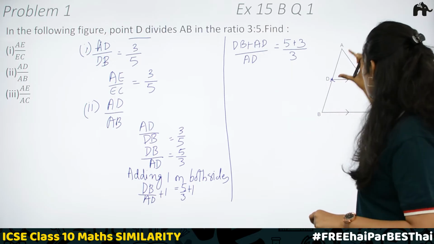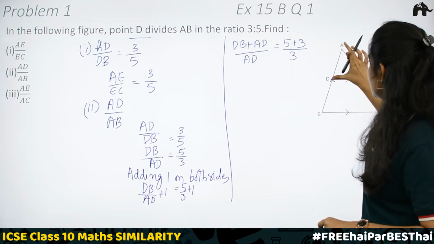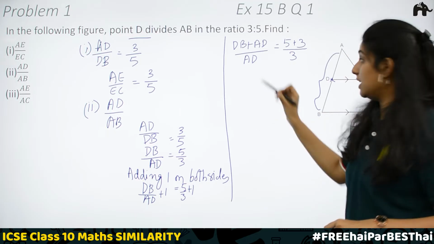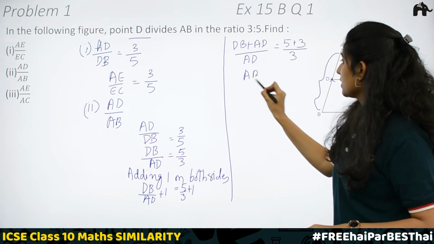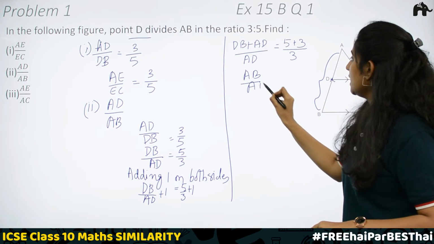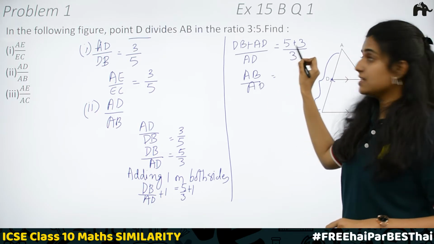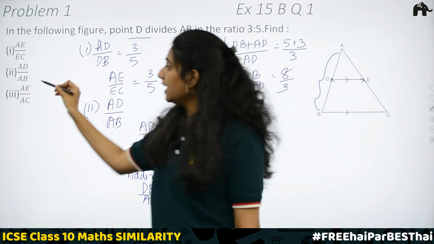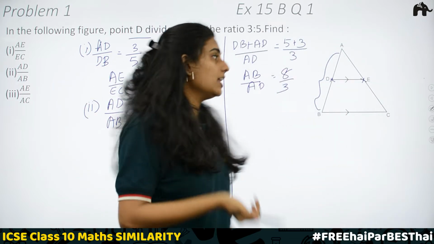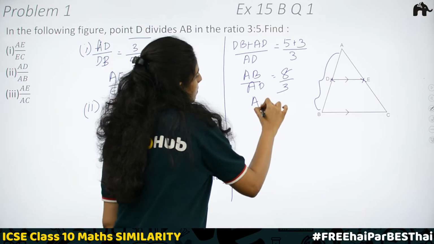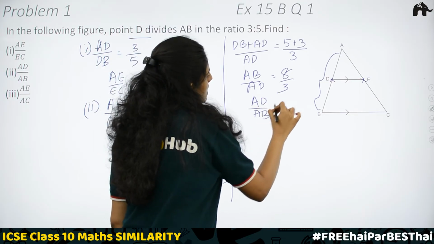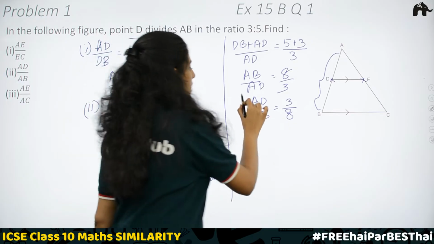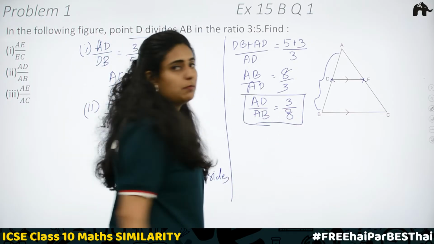DB plus AD. This is DB and this is AD. That is the total length AB. Here we get AB by AD is equal to 5 plus 3, 8 divided by 3. Now to get AD by AB, we just need to take the reciprocal again. AD by AB is equal to 3/8. Okay, AD by AB is equal to 3/8.